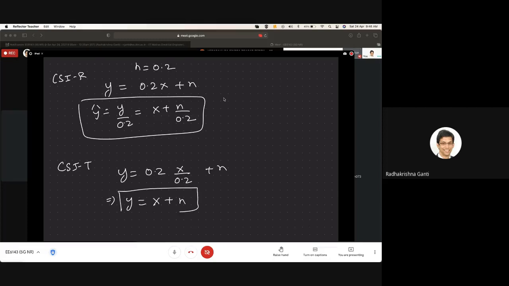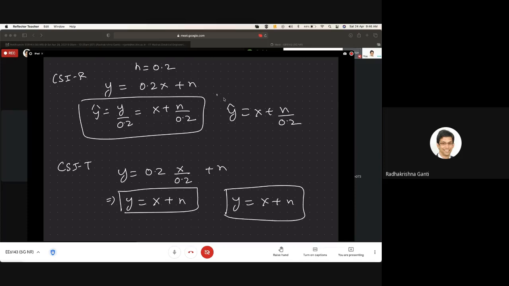There is some cheating I am doing, but I'll tell you that later. Okay, so here my y hat is equal to (x plus n) by 0.2. Here my y is equal to x plus n. Which of them will give you better performance? This one or this one?